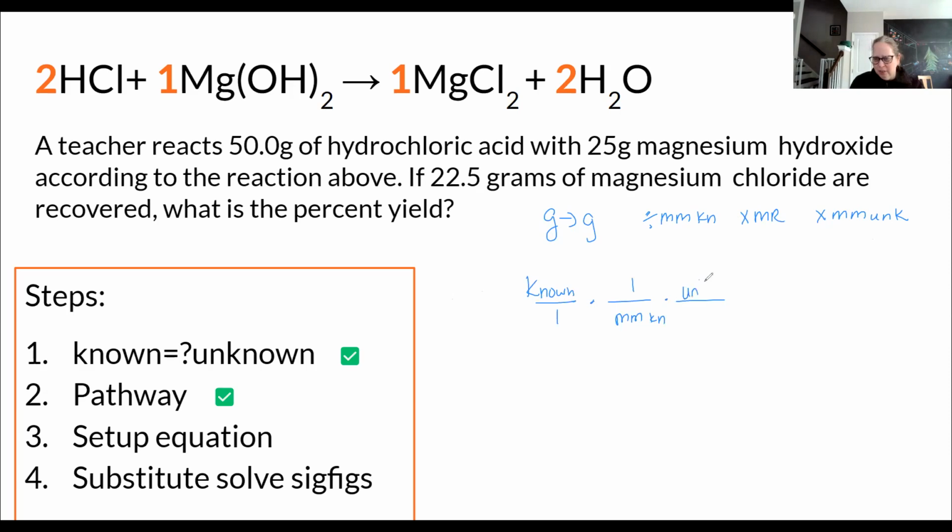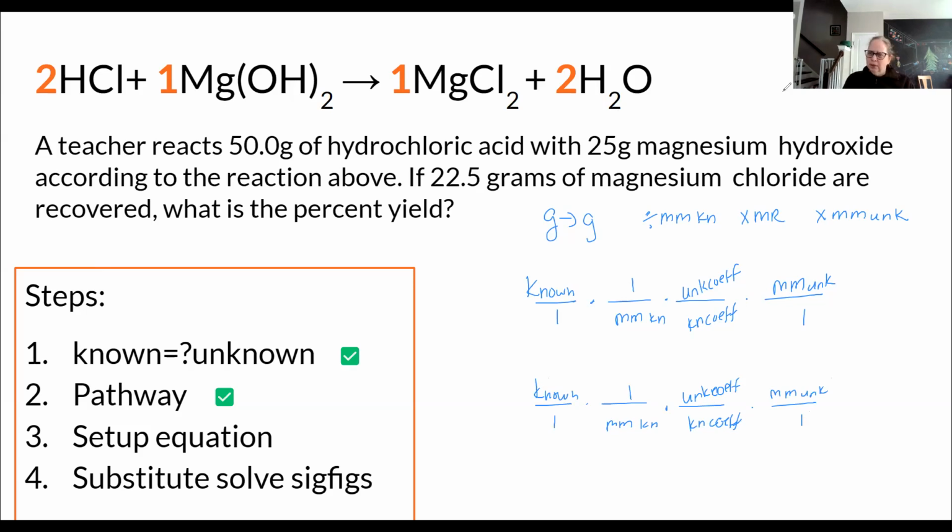Mole ratio. The mole ratio code is unknown coefficients over known coefficients. And then lastly, I'm going to multiply by the molar mass of the unknown. So a 1 goes on the bottom. That is our setup for both instances. So both instances, known over 1, divide by the molar mass of the known, multiply by the unknown coefficient over the known coefficient, multiply by the molar mass of the unknown.